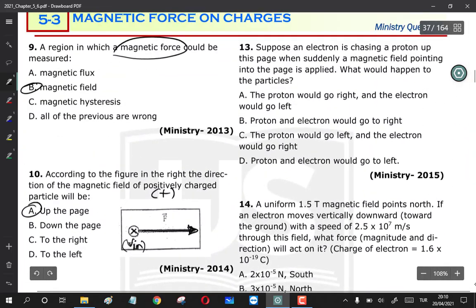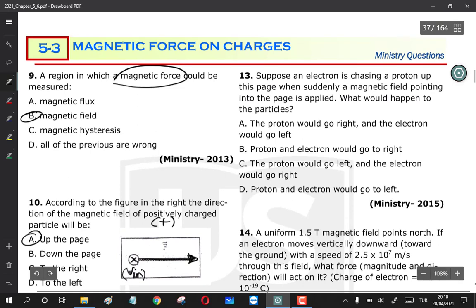And question number 13. Suppose an electron is chasing a proton up the page. So they are moving up along the plane of the page. Then suddenly a magnetic field pointing into the page is applied in this region. So these two particles will stay inside this magnetic field.